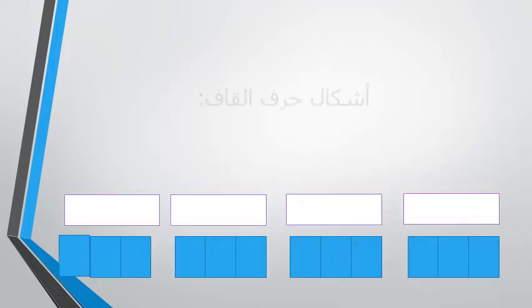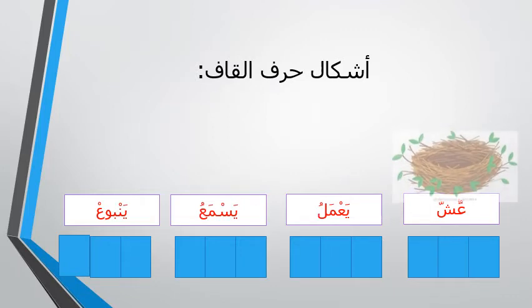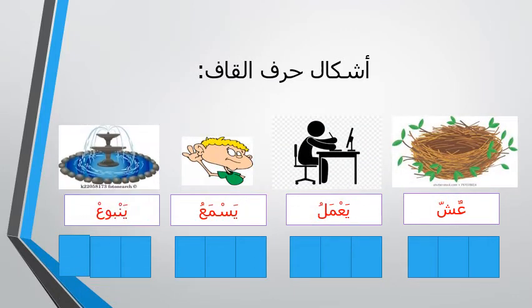So here we are going to start with the forms of letter A. What are the forms of letter A? You guys are going to recognize the following pictures, and each picture has a word under it. Here, what do we see? We see a nest. What does a nest mean in Arabic? عش. So our letter is عين, and it sounds عَ. Okay, so this is a nest.